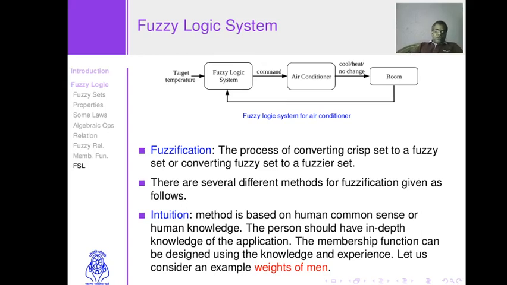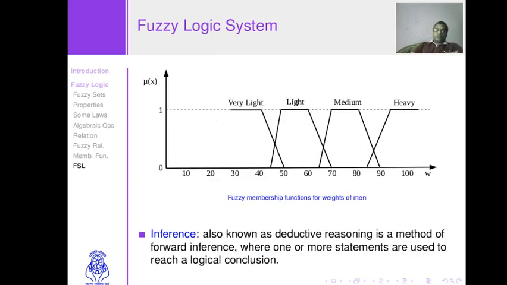I will explain this with the help of an example. Let us consider this problem: weights of men. We have to decide whether a particular man is light, heavy, or medium weight. Here we can use our common sense, our intelligence, our knowledge to decide that a particular man is lightweight, medium, or heavyweight.